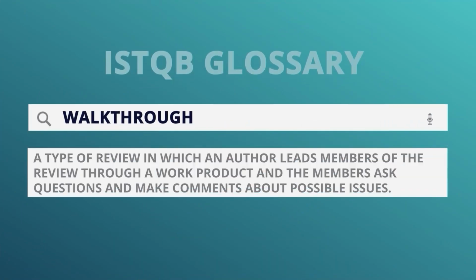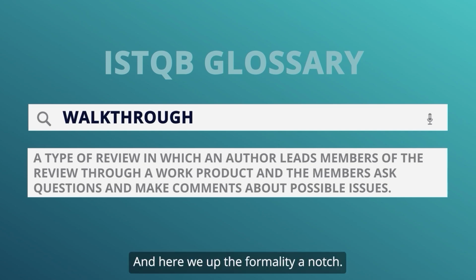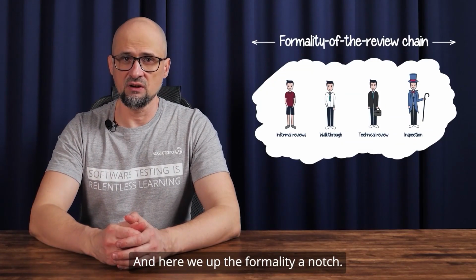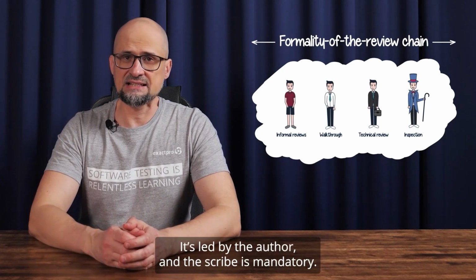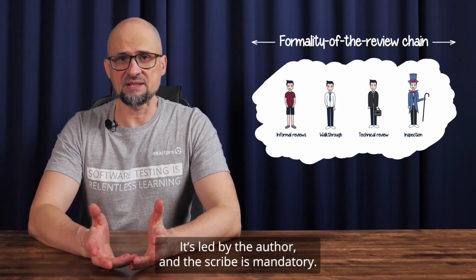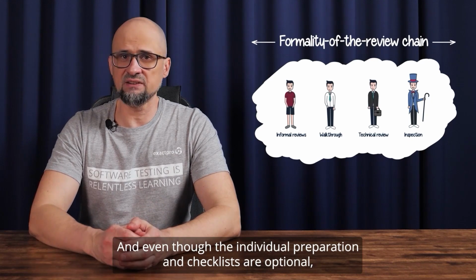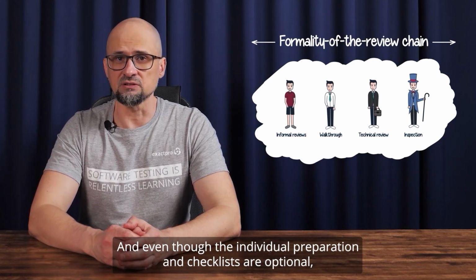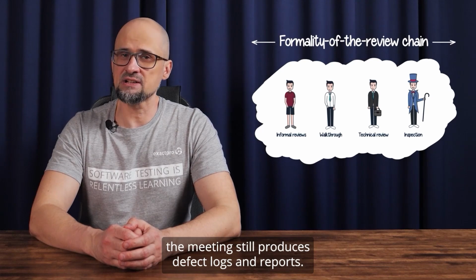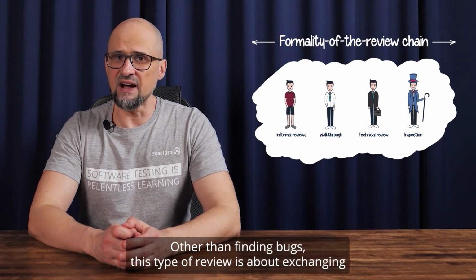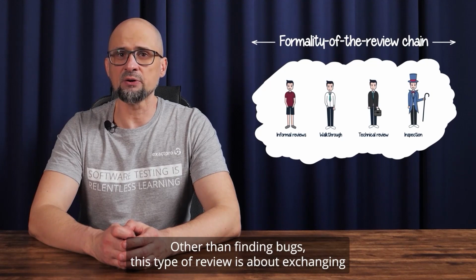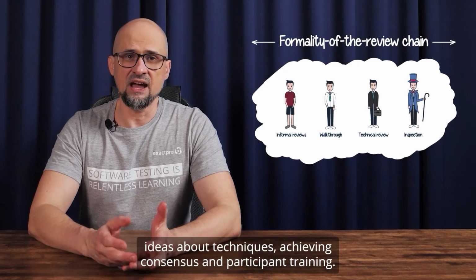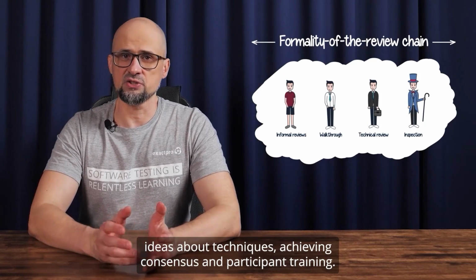Walkthrough is a type of review in which an author leads members of the review through a work product, and the members ask questions and make comments about possible issues. And here we up the formality a notch. First of all, it comes in the form of a meeting. It's led by an author, and the scribe is mandatory. And even though the individual preparation and checklists are optional, the meeting still produces defect logs and reports. Other than finding bugs, this type of review is all about exchanging ideas about techniques, achieving consensus, and participant training.